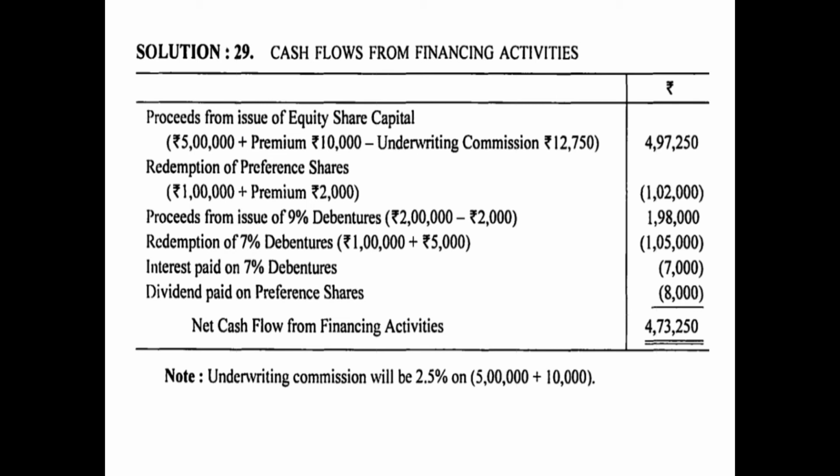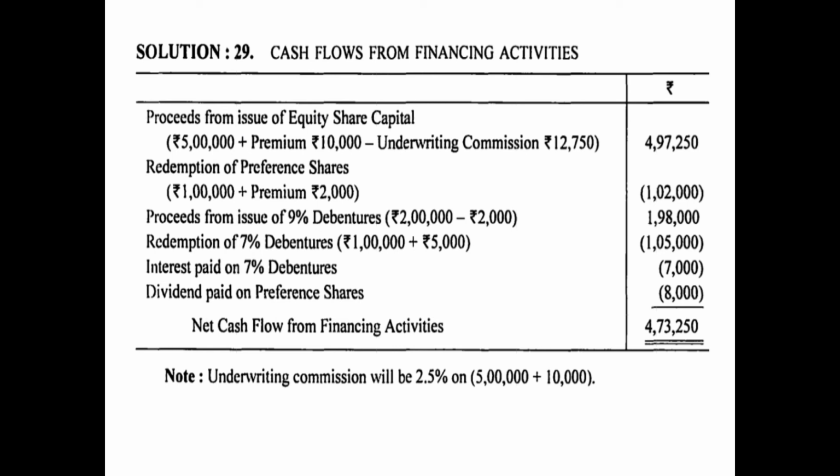the underwriting commission. So 2.5% of 5 lakh 10,000 will be 12,750. We have adjusted the underwriting commission from here itself because it was paid for issue of equity shares only. So ultimately the proceeds from equity share capital is coming to 4,97,250.